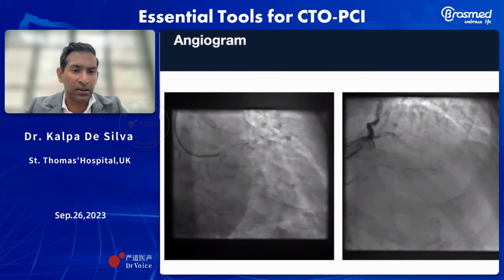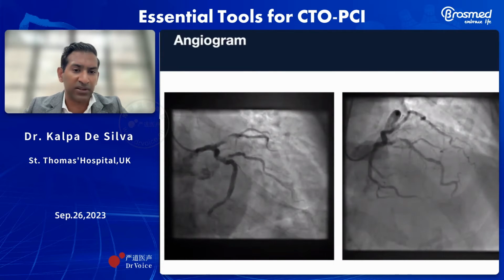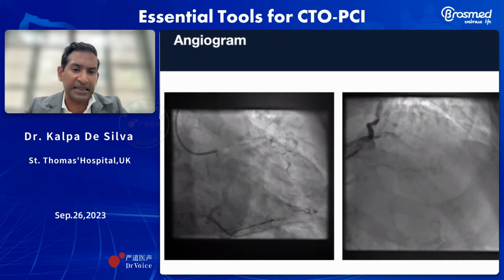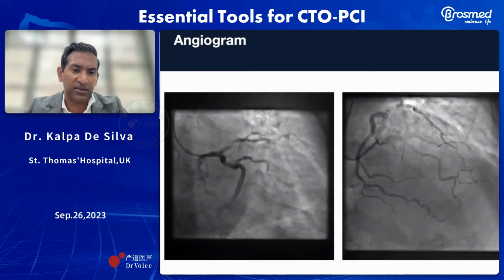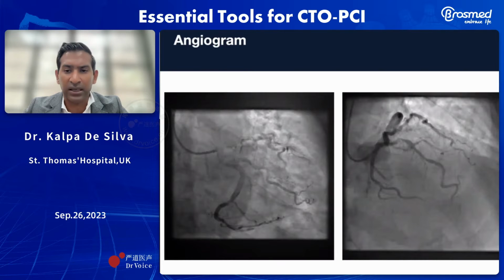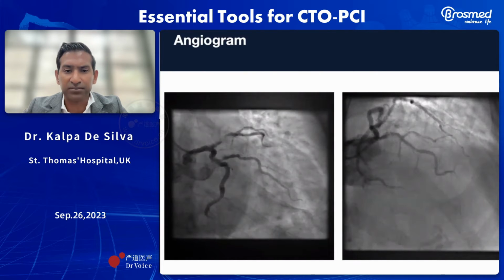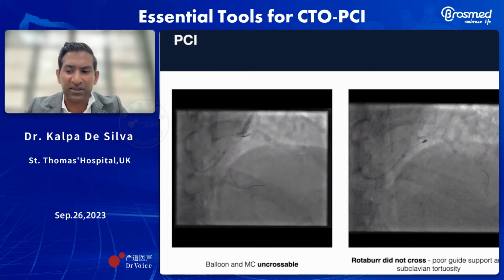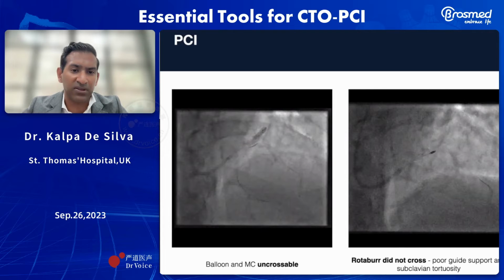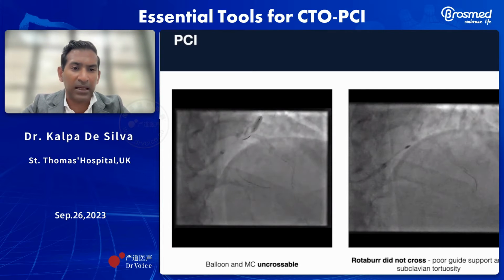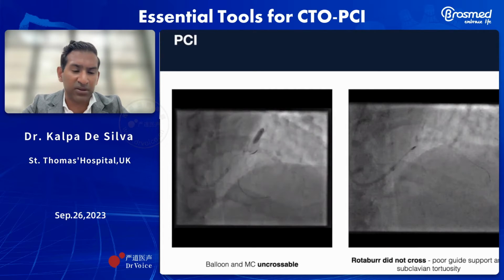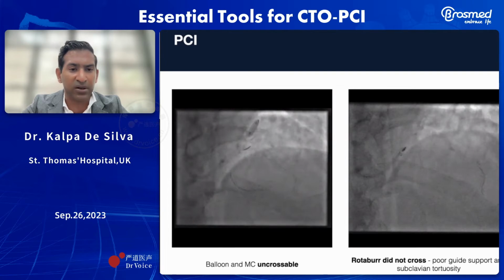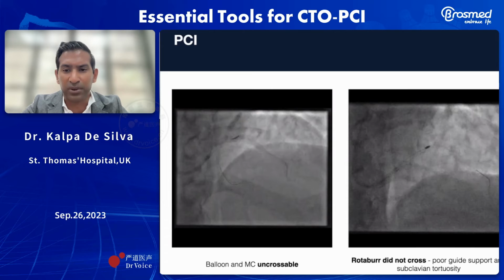So this is an angiogram that was taken by my colleague showing a calcific proximal LAD, which has reduced flow in the distal vessel as a result of it. There's a very valiant attempt on this initial procedure. You can see here on the left panel an anchor balloon in the circumflex with a microcatheter trying to be passed through the lesion, but it was uncrossable with both microcatheter and low profile balloons.